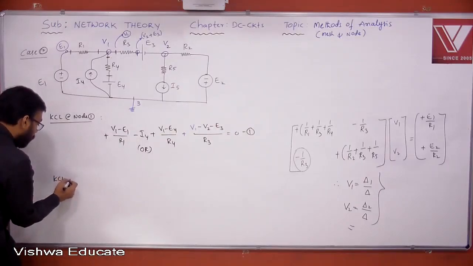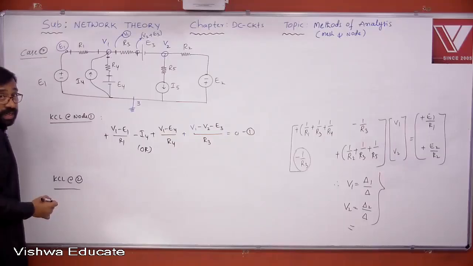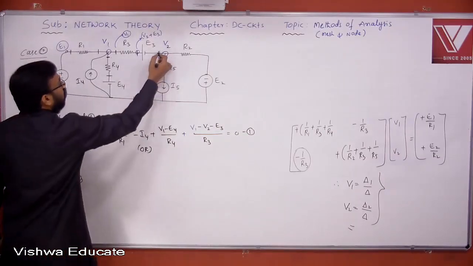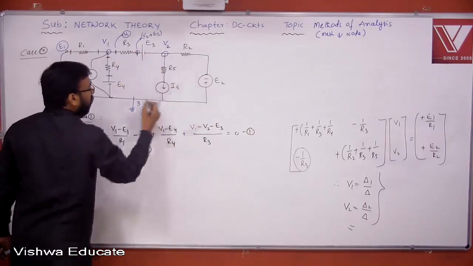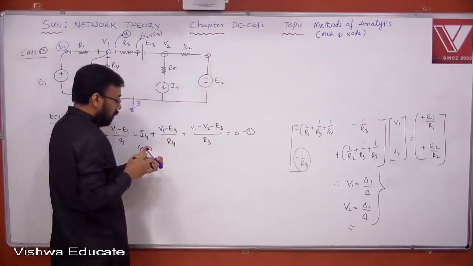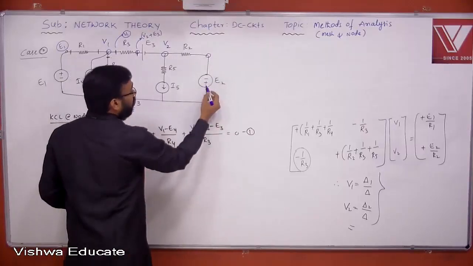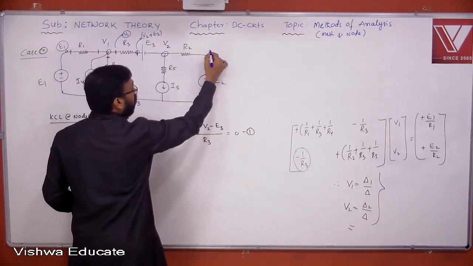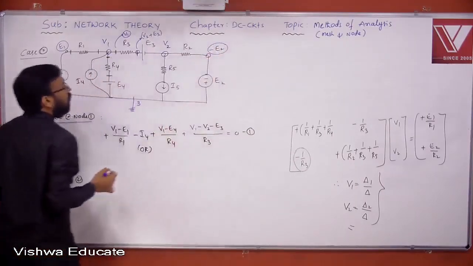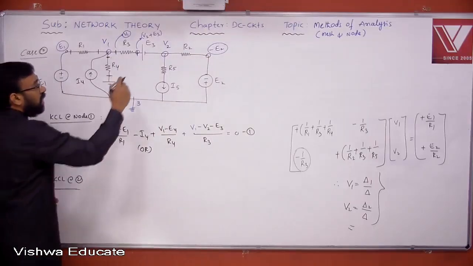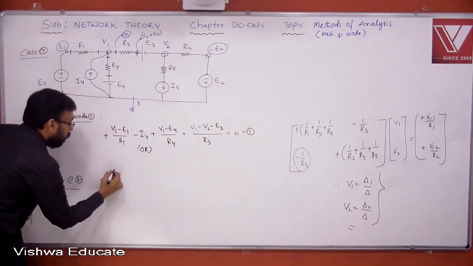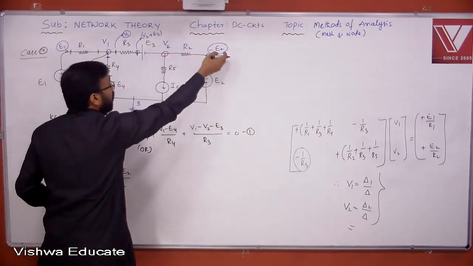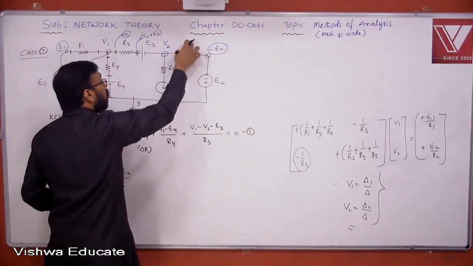Okay? KCL at node 2. Tell me here. What is this voltage now? Here you can see 0. That voltage is going to be E2 or minus E2? Because this is plus, this is minus. You're taking 0 towards the plus, then this one will become minus E2. Then what is the potential difference? V2 minus of minus E2, that is V2 plus E2, divided by R2 will give you the current.